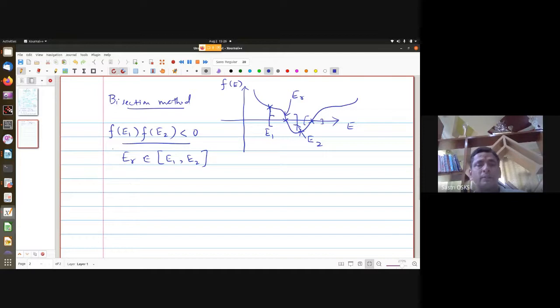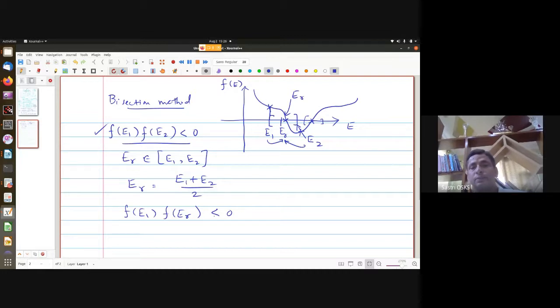Okay, now once we know this, we can calculate the root. Bisection simply takes the average of the two. It bisects the interval. So the root is given by e1 plus e2 by 2. Now you get er, let us say somewhere here when you take the average. Now you have to determine whether you have to shift e1 to er or e2 to er. So again the condition is you check whether f of e1 into f of er is less than 0.